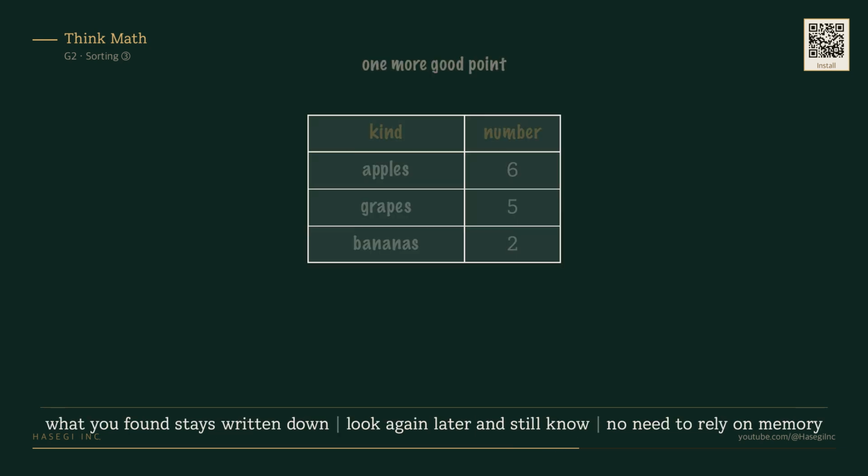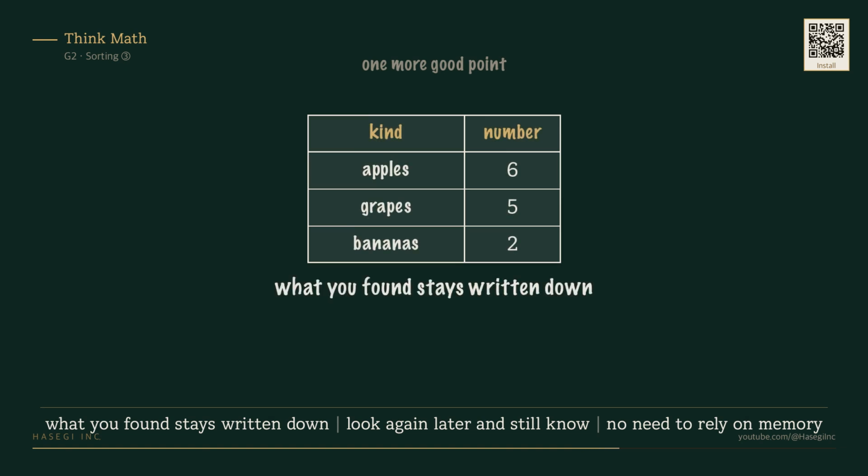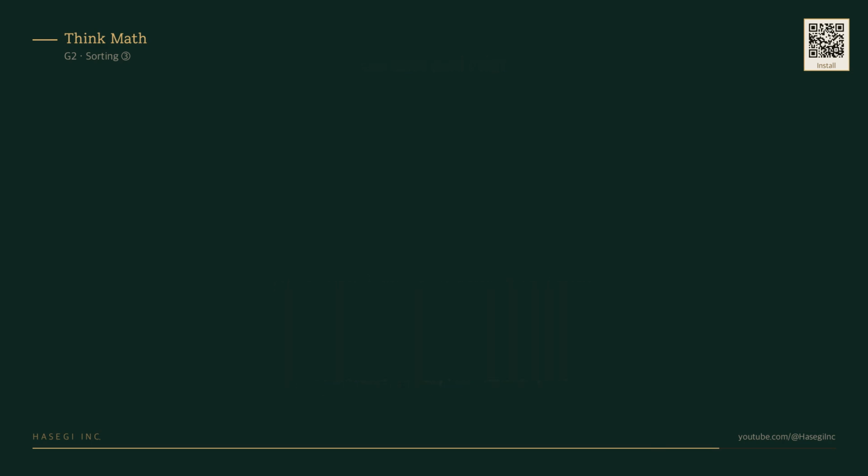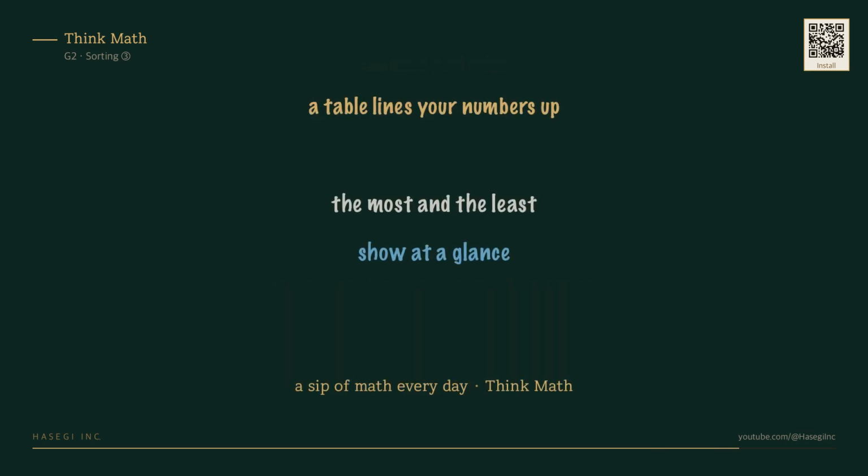A table has one more good point. What you found stays written down, so you can look again later and still know which is which. You do not have to rely on memory. A table is the tool that lines your numbers up. That is how the most and the least show at a glance.